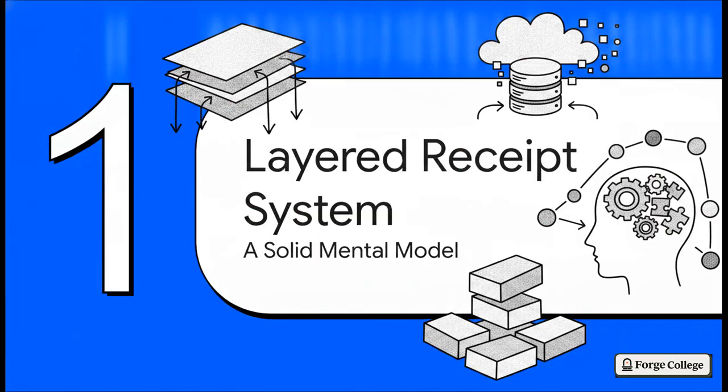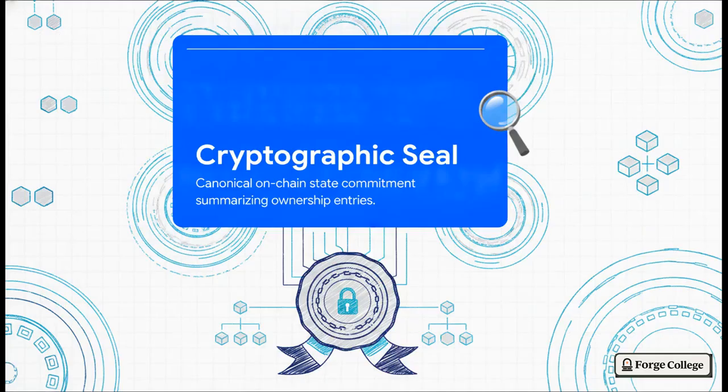We need a solid mental model before we go any further. So when dealing with compressed NFTs, we are intentionally moving massive amounts of data offsite to save space. Because of that, we need a brand new mental model. Think of the on-chain root as the ultimate, totally unbreakable wax seal on a top-secret envelope. We call this the cryptographic seal. It's the canonical on-chain state commitment. Now, it doesn't hold the heavy data itself, but if you can independently recompute your data and prove that it fits perfectly under this seal, your ownership is mathematically undeniable.